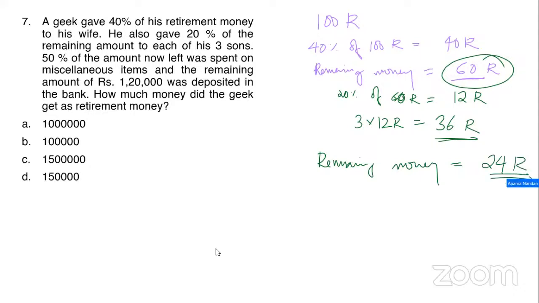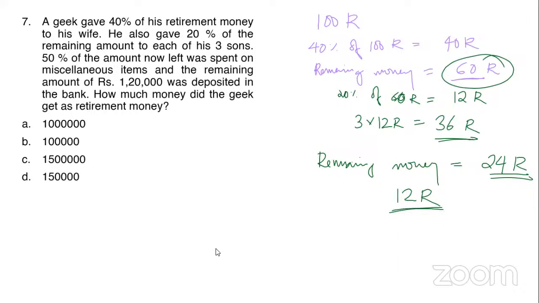Now, he spent 50% of this money for miscellaneous items. So 50% of 24 R. 50% means half. So 50% of 24 R will be 12 R. So the other half will also be 12 R.